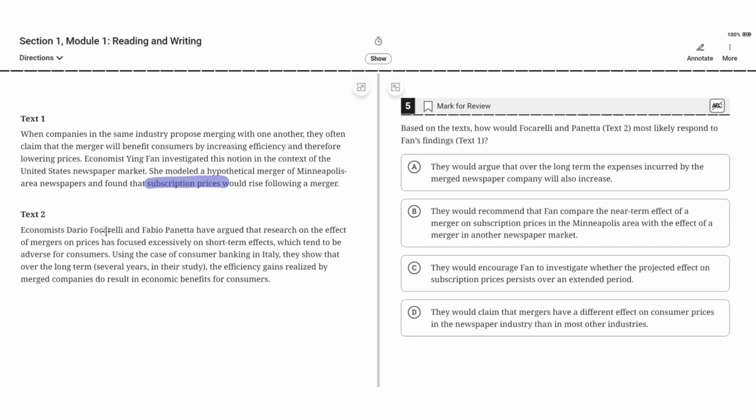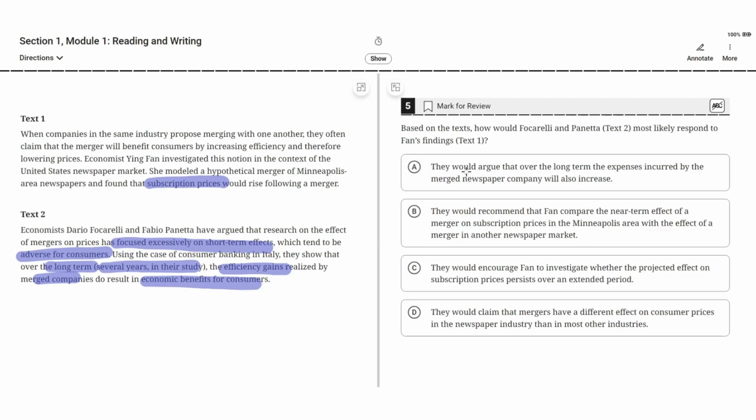Text 2. Economists Dario Focarelli and Fabio Panetta have argued that research on the effect of mergers on prices have focused excessively on short-term effects, which tend to be adverse for consumers. Using the case of consumer banking in Italy, they show that over the long term, several years of their study, the efficiency gains realized by merged companies do result in economic benefits for consumers. So text 2 shows that over the long term, several years maybe, there would be efficiency gains from merged companies, and that would result in economic benefits for consumers.